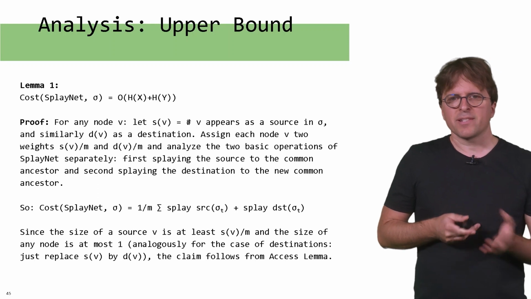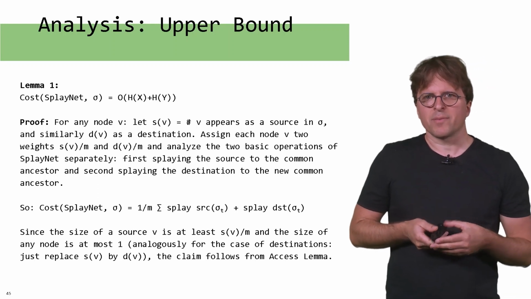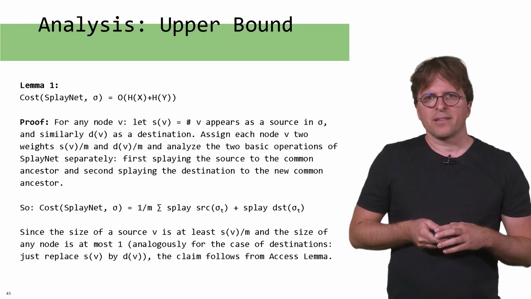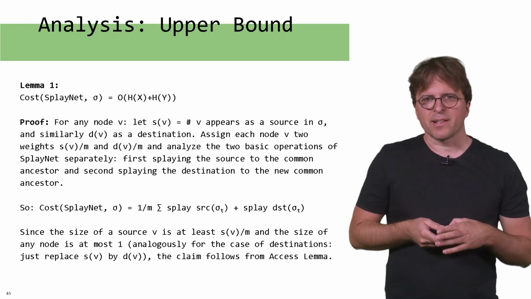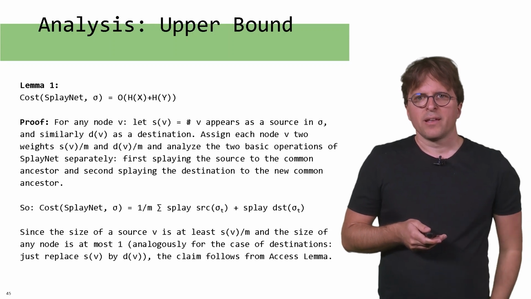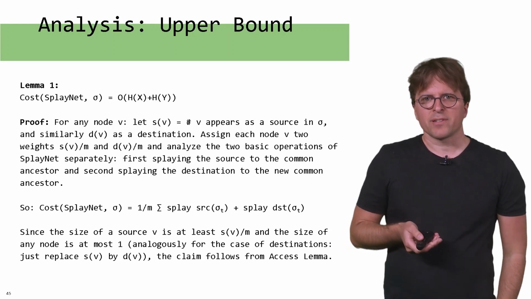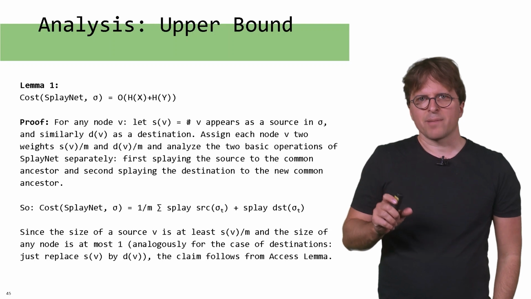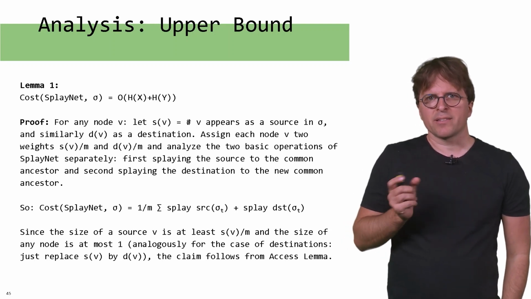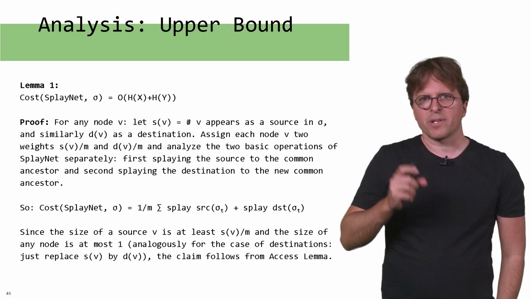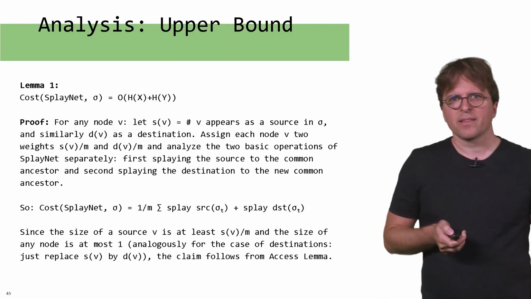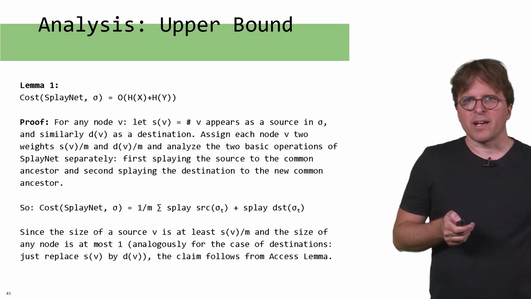Since the weight of the source is at least s(V) divided by m, and the size of any node is at least 1, so we cannot have a size smaller than 1, and the same holds for destinations, we can use the access lemma to show that the upper bound is indeed asymptotically the entropy of the sources plus the entropy of the destinations. So that's a nice upper bound.